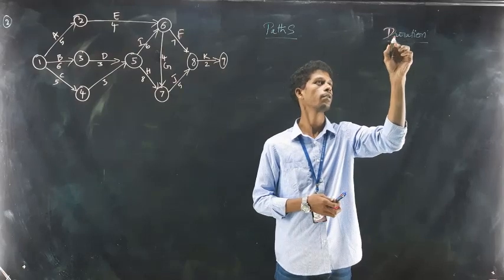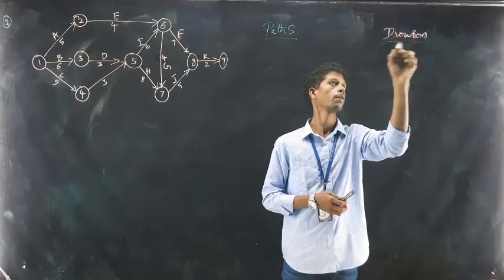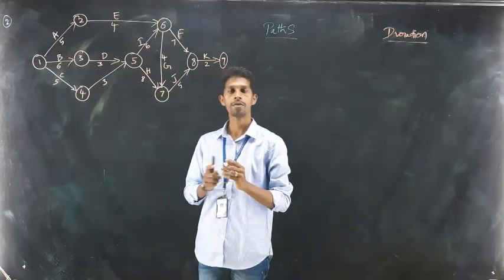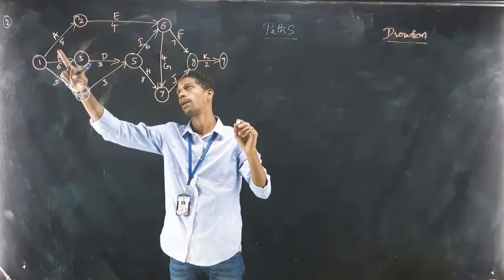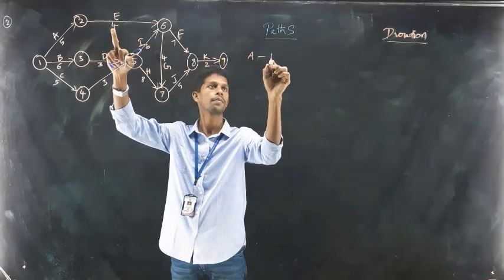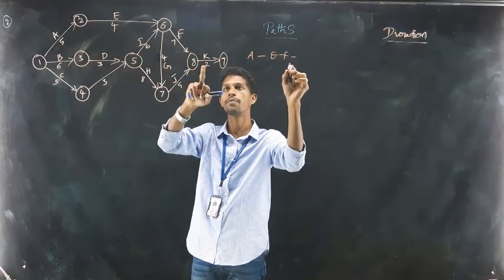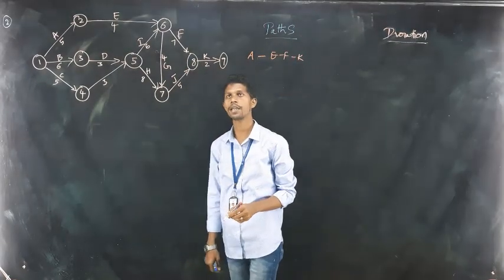Okay, so we have to calculate the path along with the duration, right? So it starts with A here. The first one: A follows E, E follows F, F follows K, right? This one is the first path.